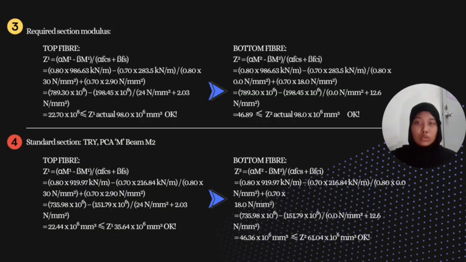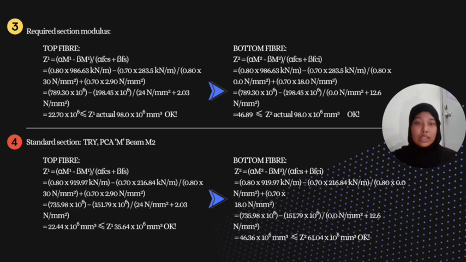Now we go through to calculate the required section modulus. For the top fiber, we get the answer 22.70 times 10 to the power 6, which is less than Z1 actual, 98.0 times 10 to the power 6 millimeter cube, and the answer is okay. For the bottom fiber, we get 46.89, which is less than Z2 actual, 98.0 times 10 to the power 6 millimeter cube, and this is okay with the standard.